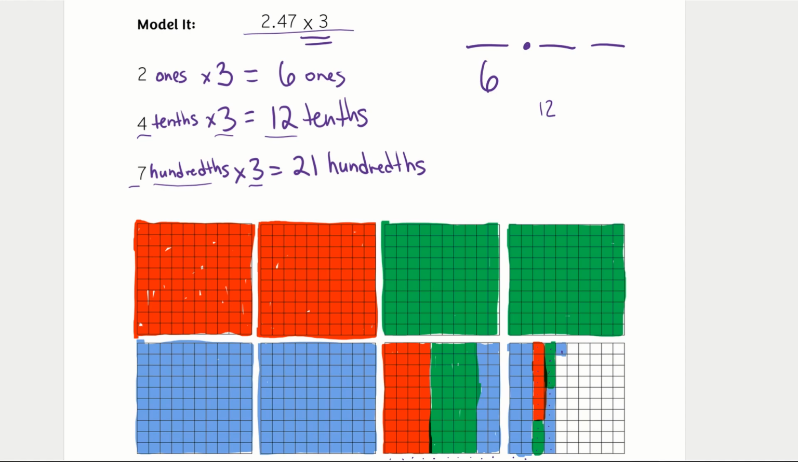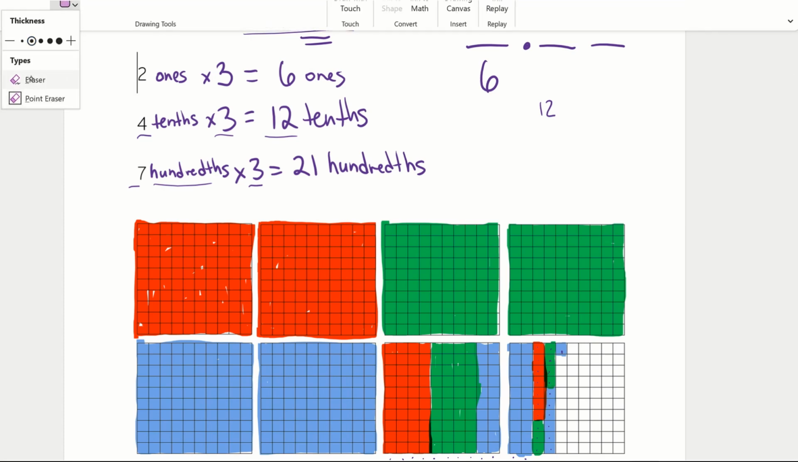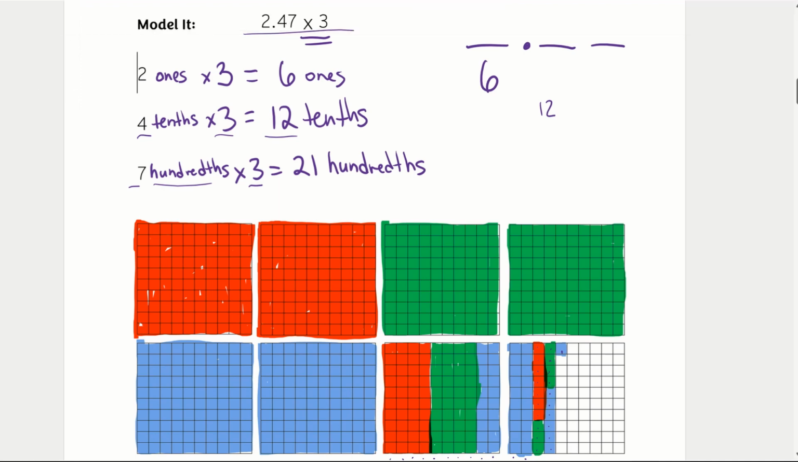Oh, it doesn't want to erase. Let me fix that real quick. I'll just write over it. I can leave the 2, but the 1 has to come up here. So really I have 1 whole and 2 tenths. So it's my 6 ones, my 12 tenths, and my 21 hundredths.